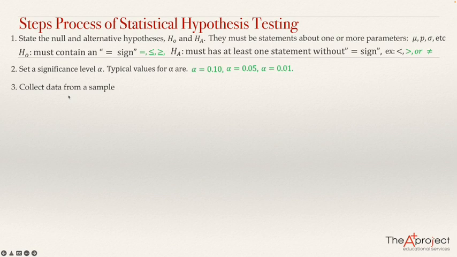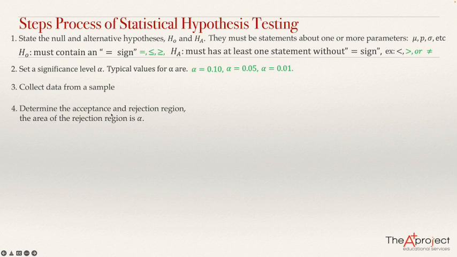Then you go there and collect data from a sample. For example, if your hypothesis testing is about the mean, then you collect a sample to compute the sample mean. And in any case, you are going to collect a sample for computing the statistic that estimates the parameter that you are testing. If you are testing the proportion, you are going to collect data to compute the sample proportion. If you are testing a hypothesis about the standard deviation, then you collect data to compute the sample standard deviation.